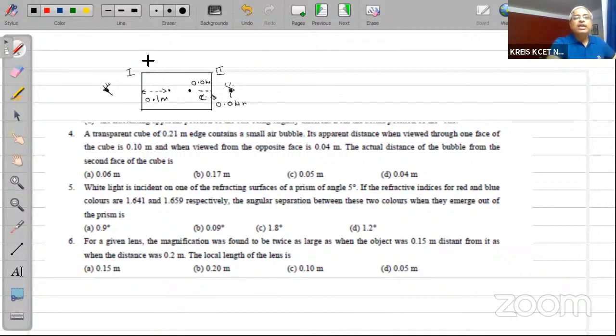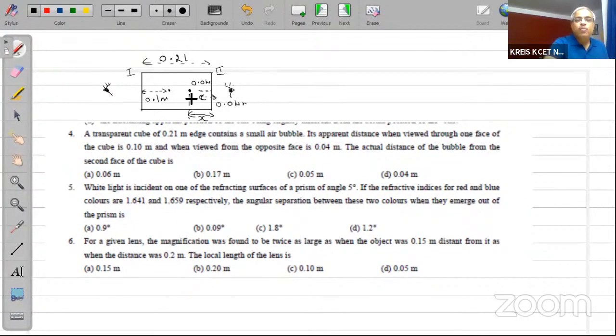ಇವೆರಡನ್ನ ಇಟ್ಕೊಂಡು can we find out what will be the actual position of the air bubble? ಮತ್ತೊಂದು ಮಾಹಿತಿ ಕೊಟ್ಟಿರೋದೇನು, the side, ಈ ಟ್ರಾನ್ಸ್ಪರೆಂಟ್ ಸೈಡ್ ಇದೆಯಲ್ಲ ಅದರ ಲೆಂತ್ ಎಷ್ಟು ಅಂತ 0.21 meters ಕೊಟ್ಟಿದ್ದಾರೆ. Now what is it that I have to find out? I have to find out actual air bubble ಯಾವ ಡಿಸ್ಟೆನ್ಸ್ ಅಲ್ಲಿ ಇದೆ ಅಂತ ಕಂಡುಹಿಡಿಯಬೇಕು. ಓಕೆ, ಅದು ನಮಗೆ ಇರುವಂತಹ ಚಾಲೆಂಜ್.